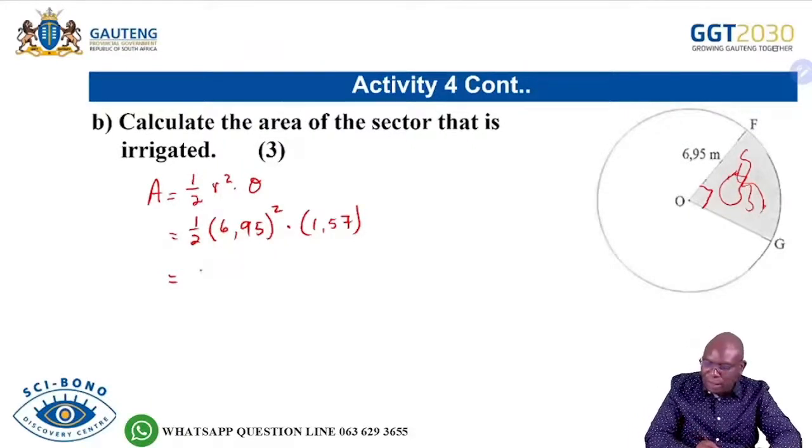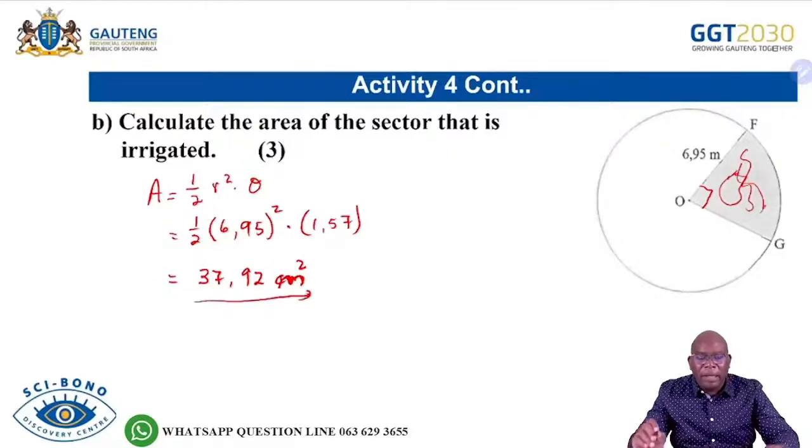I'm going to get 37.92 square meters. So in other words, the area that needs to be irrigated is 37.92 square meters. That sprinkler will only irrigate that area, and I got that area, which is 37.92 square meters. Interesting question.